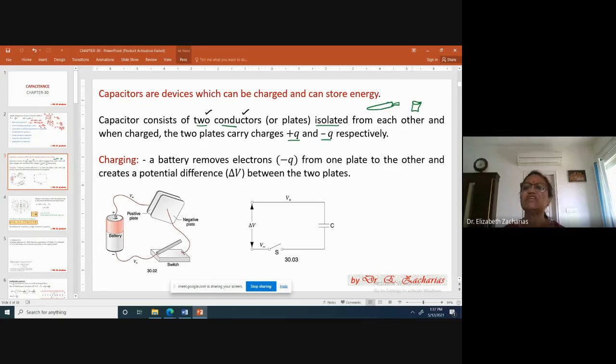Now what is this charging? What is the process of charging, let us see. For charging, you need a source of EMF. And mostly that source is going to be a battery.